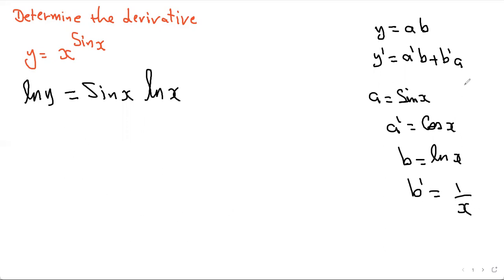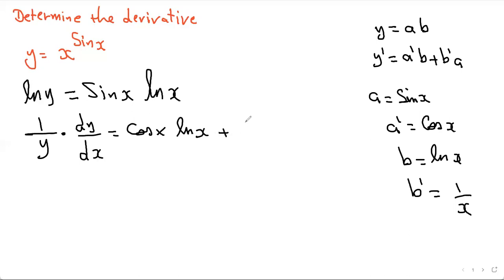Now, we'll just fill all of that into here. So a prime, or we start right on the left. So the derivative of ln y is also 1 over y. But because you're taking the derivative with respect to x, you have to say dy dx, implicit differentiation, equals the derivative of sine x is cos x, as we said here, times ln x, the b, plus b prime, which is 1 over x, times a, which is sine x.